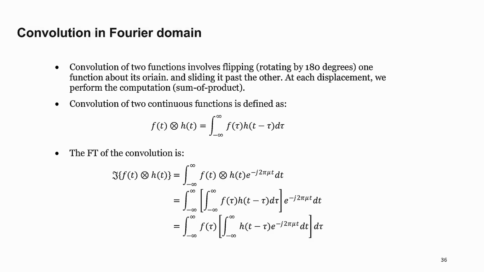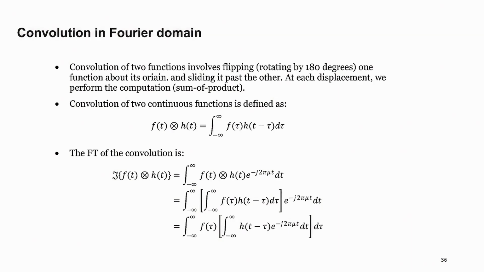Put this value here and just rearrange them. We have dt and we have d tau, so I can separate them: first the integral over t, and after this, d tau. So what is this? Again, it is a Fourier transform of h of t. The Fourier transform of this will be H of mu, but with the shift. However, how to find it?